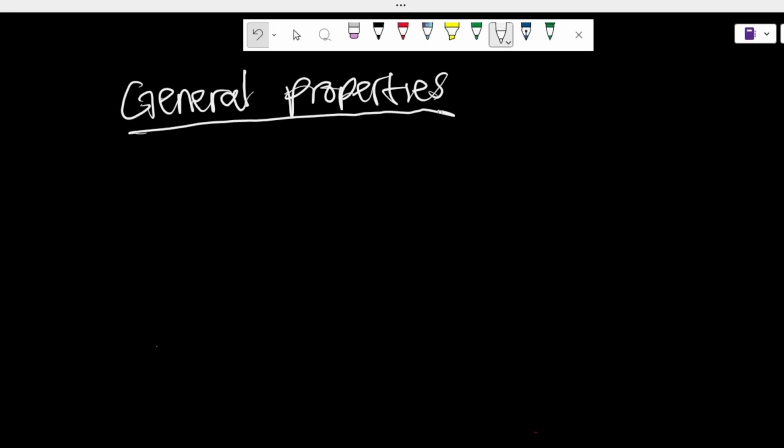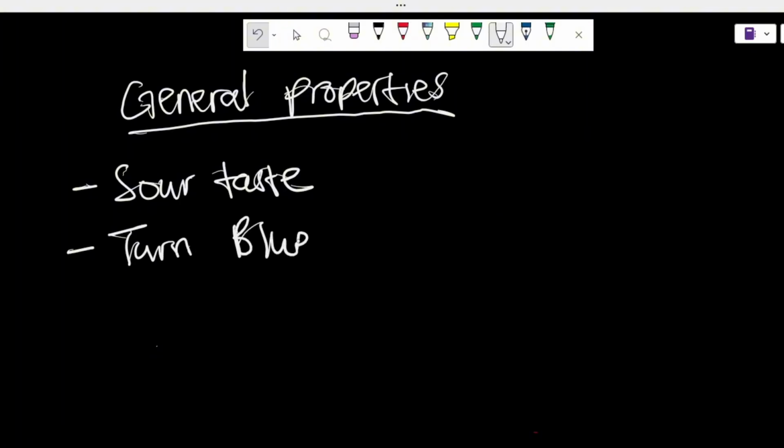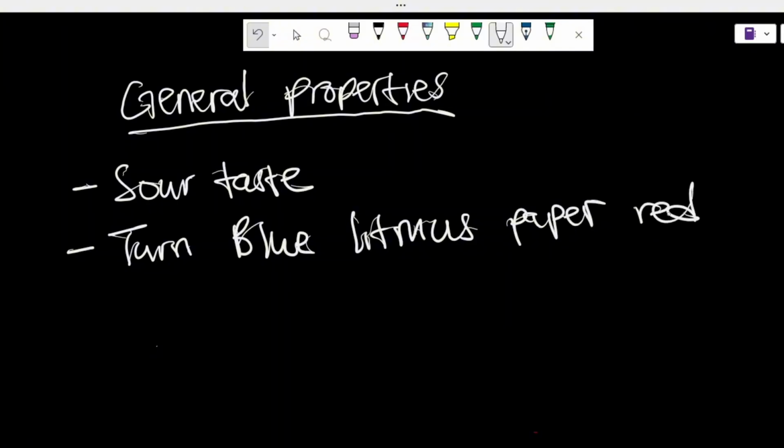Now, what are some of the general properties of acids? Well, the first thing is you realize that acids have a sour taste. Not only that, these acids usually turn blue litmus paper red. So this is one of the key properties of acids. When you try to pour acids on blue litmus paper, you see that it's gonna turn red.